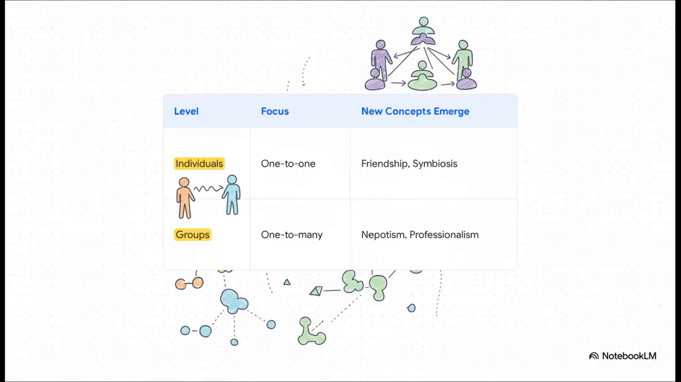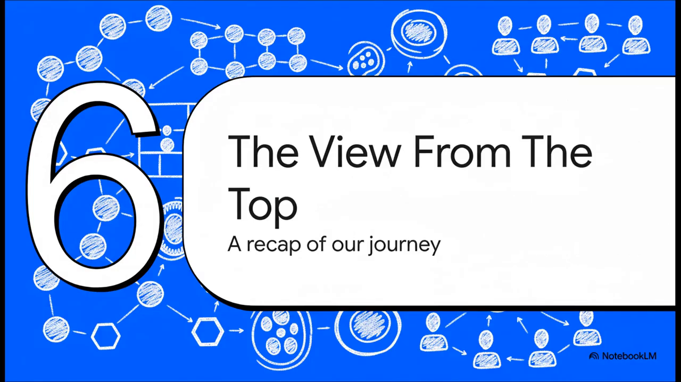And this leap, it's huge. We go from simple one-to-one relationships, like being friends with someone, to these complex one-to-many relationships that are defined by being part of a group. A person's identity can now be tied to their family's gene pool, which gives us something like nepotism. Or it can be tied to a shared idea pool, like a profession or a culture, which gives us brand new concepts like professionalism. So we made it to the top.